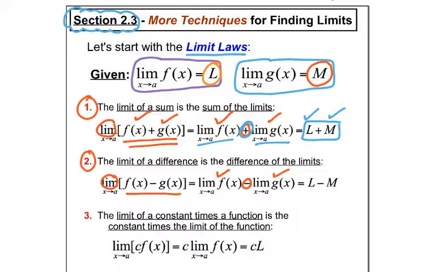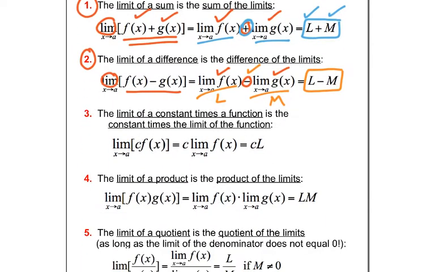Same reason. Just not addition, now it's subtraction. You want to find the limit of two functions being subtracted, just find the limit of each one and subtract them. If the limit of f was L, limit of g was m, the answer would be L minus m. Getting the hang of it? They're all going to look like this here, friends.